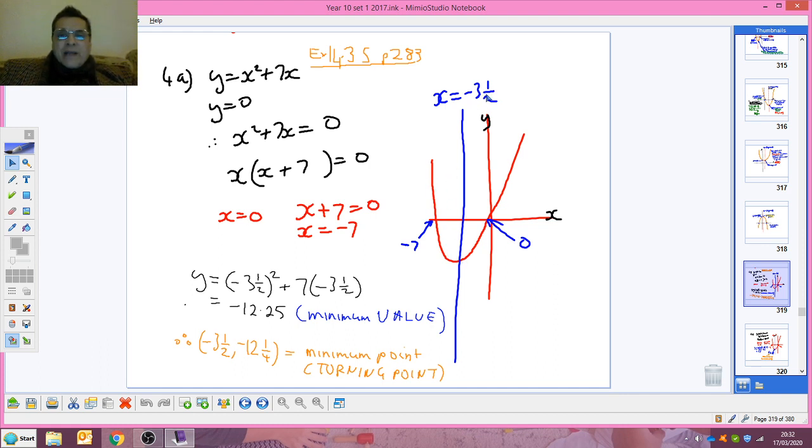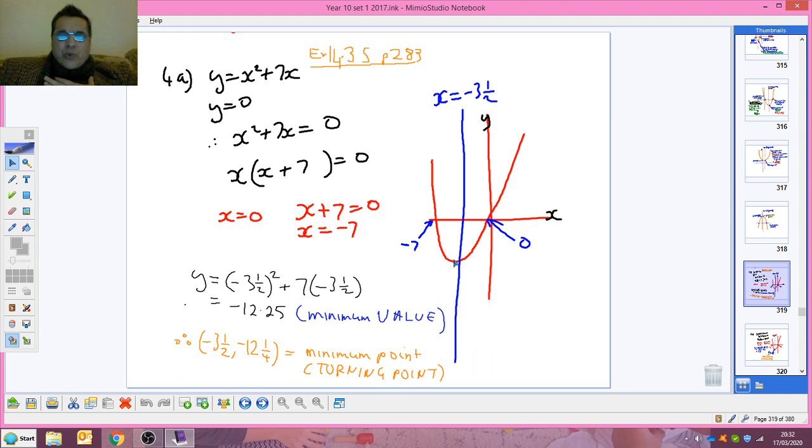If you substitute minus 3.5 into the equation there and there, you'll end up with minus 3.5 all squared plus 7 lots of minus 3.5. That completely fits that. And if you pick up your Casio, you get minus 12.25. That's called the minimum value. The graph will never go below minus 12.25.